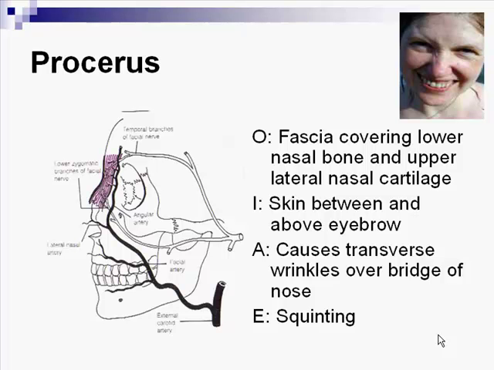Procerus muscle runs from the bridge of the nose to medial corner of the eyebrow. I think when you look at the origin is the fascia covering the lower nasal bone and upper lateral nasal cartilage. To review, fascia is the connective tissue that surrounds muscles, bones, nerves, and other structures. It is responsible for maintaining structural integrity, for providing support and protection, and acts as a shock absorber.